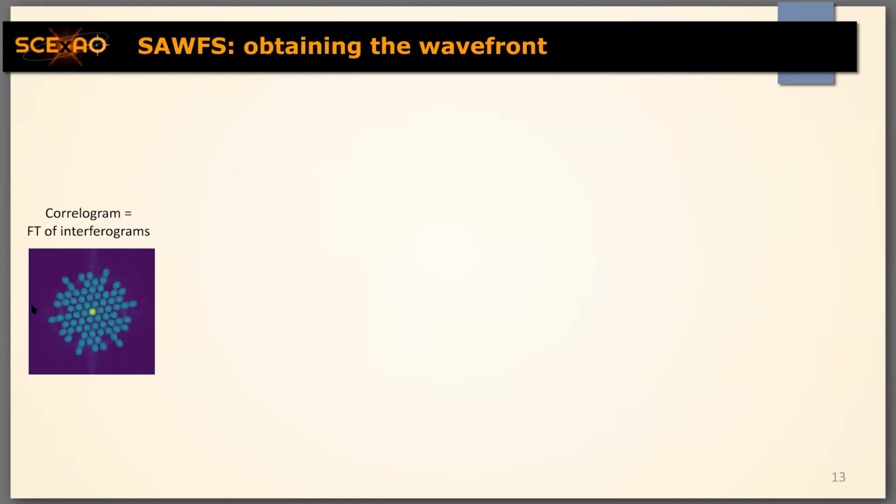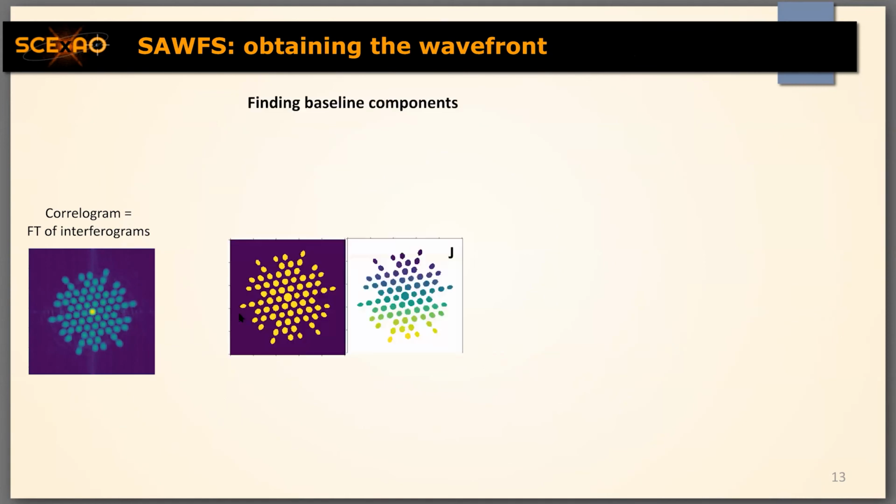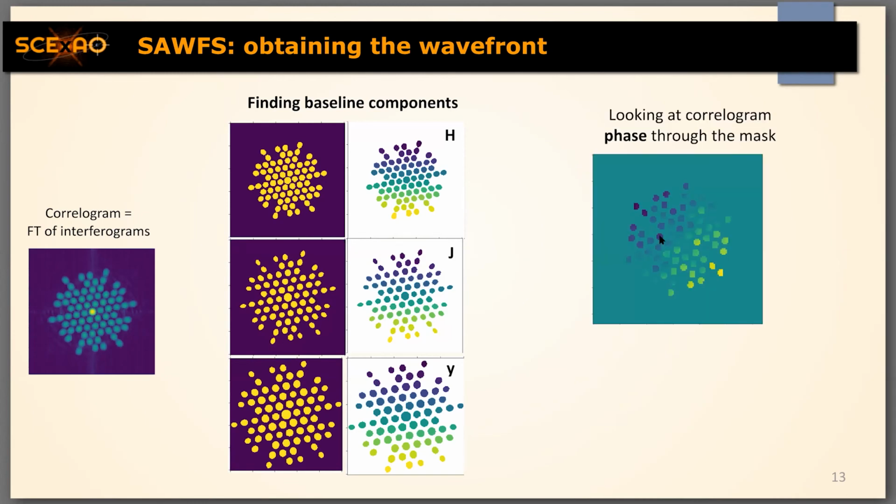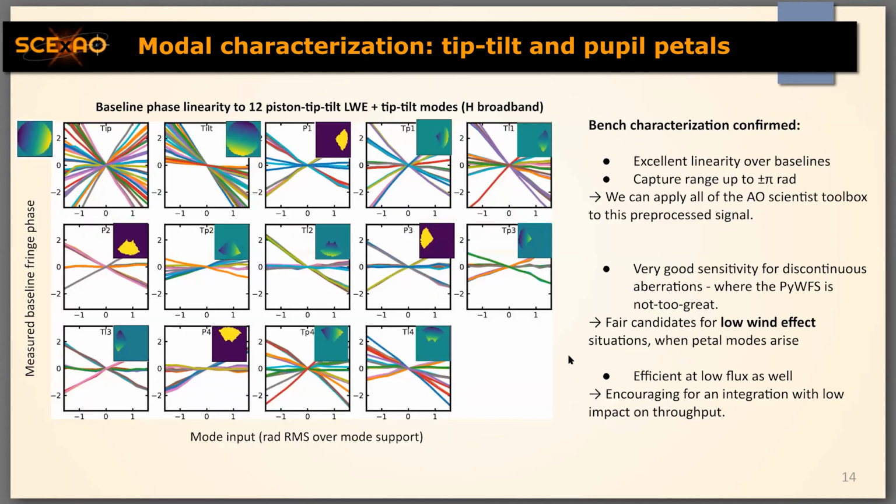The processing is fairly simple. We take the Fourier transform of the interferograms, which gives us this correlation map where every single blob corresponds to one baseline, from which we deduce the pixels that are relevant to our analysis for every single spectral configuration. And if we look at the phase, the argument of one interferogram through this label mask, every single domain is the direct readout of the wavefront phase over each baseline of the mask, from which we can start pulling out the AO toolbox that we know very well and start doing RF characterization from these pre-processed baseline signals.